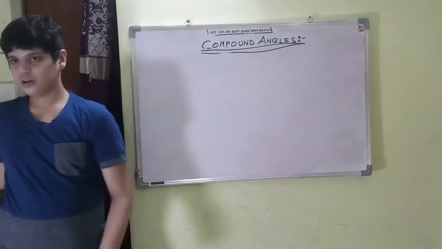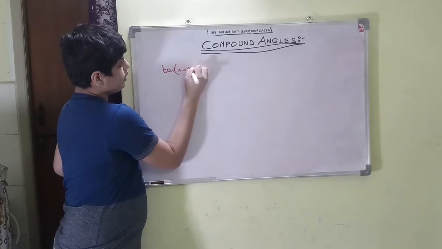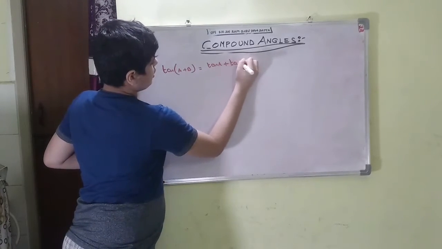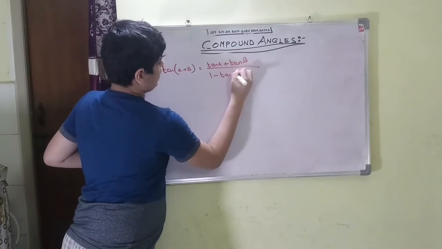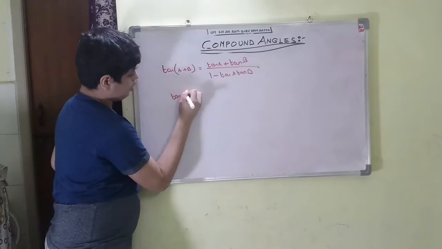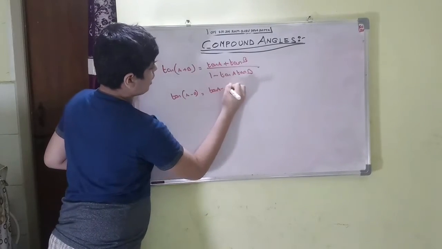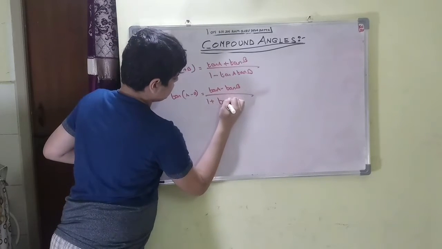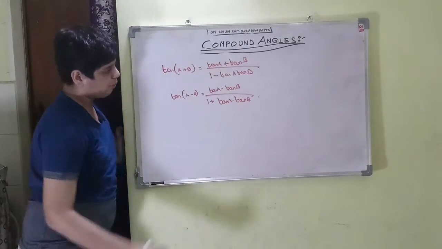So tan of A plus B is equal to tan A plus tan B upon 1 minus tan A tan B, and tan of A minus B is equal to tan A minus tan B upon 1 plus tan A into tan B. Okay, this is our next formula.